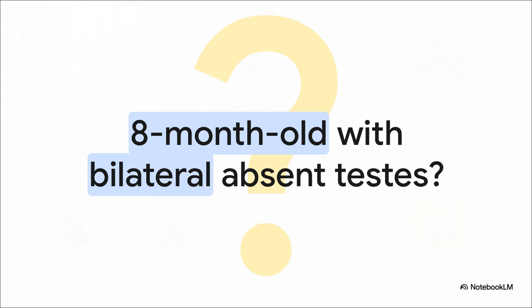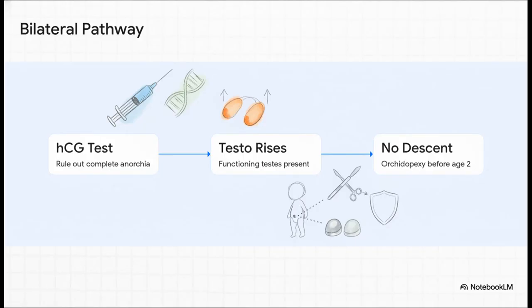Option C, observation until age 2. Option D, observation until age 5. Or option E, no therapy. Option B is the optimal management plan. Chorionic gonadotropin therapy for 1 month is correct.